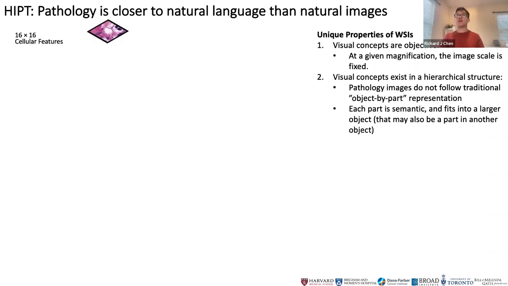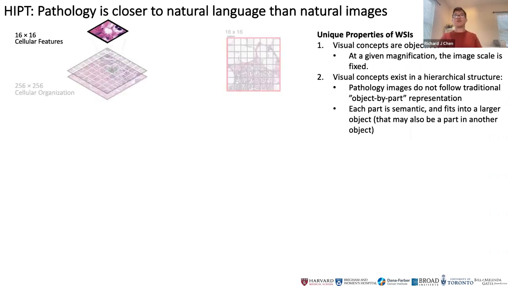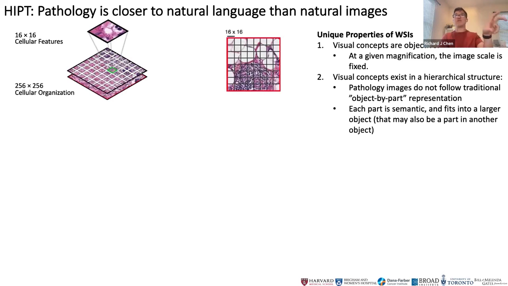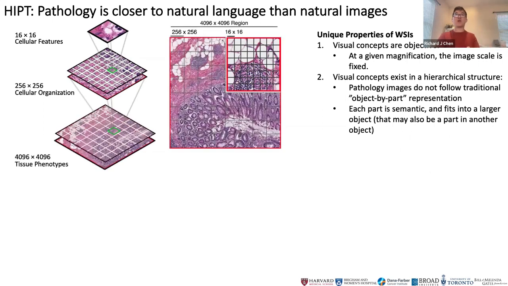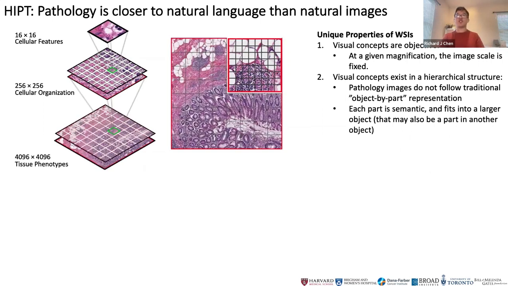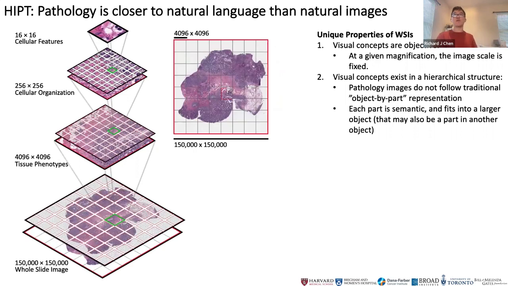I think pathology is a very unique object by part-whole hierarchy, where objects in pathology aren't object-centric. It's almost a turtles-all-the-way-down approach, where we have cells that fit within cell-to-cell interactions that also fit within broader tissue interactions, and then the overall tumor microenvironment. So it's a very unique modality where each part is almost semantic, and each part is an object that fits into a larger object.